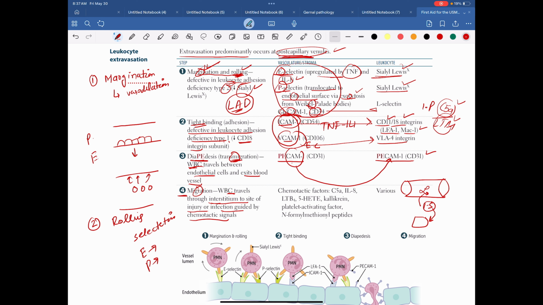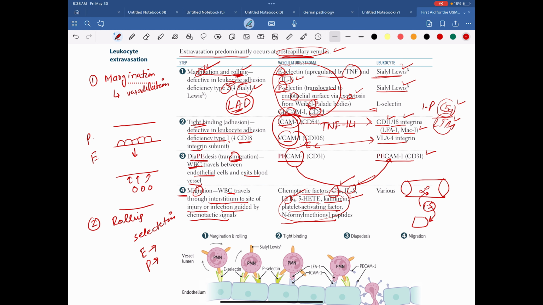Like we have the chemotactic factors C5a, interleukin 8, leukotriene B4, then we have 5-HETE, kallikrein, platelet activating factor, and N-formyl methionine peptide. These are the chemotactic factors which are present in the injured area, and these are going to help to migrate the neutrophils toward the injured tissue. So these are the important points which you guys have to remember. And they can also ask a question from you in the exam, like what are the examples of chemotactic factors? So it's complement protein C5a, interleukin 8, leukotriene B4. These are the important chemotactic factors which are going to help in migration.